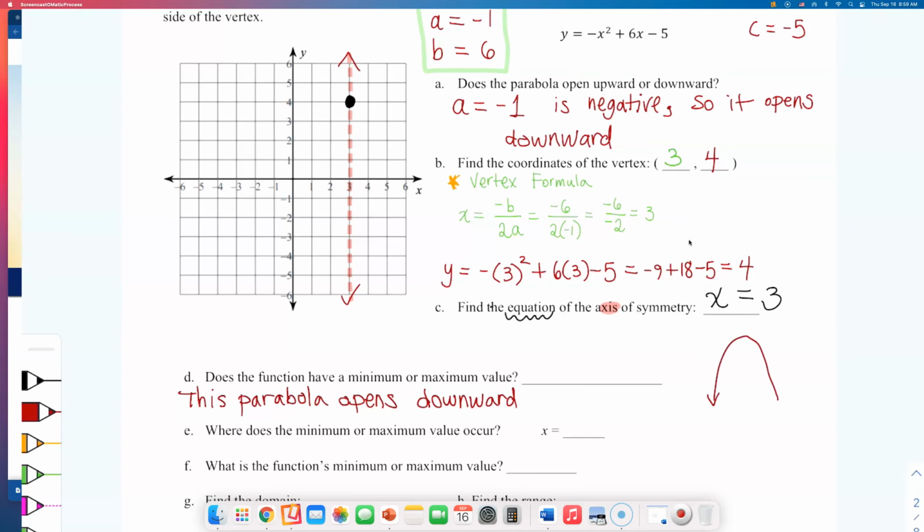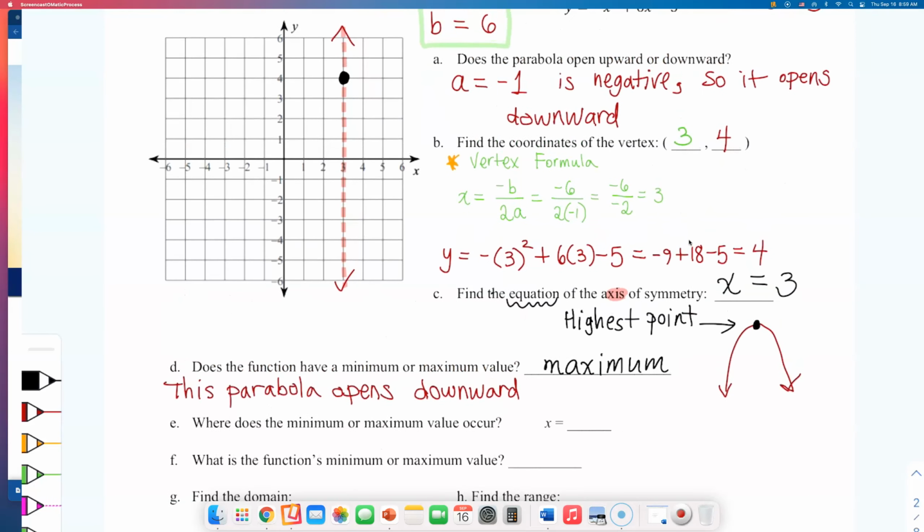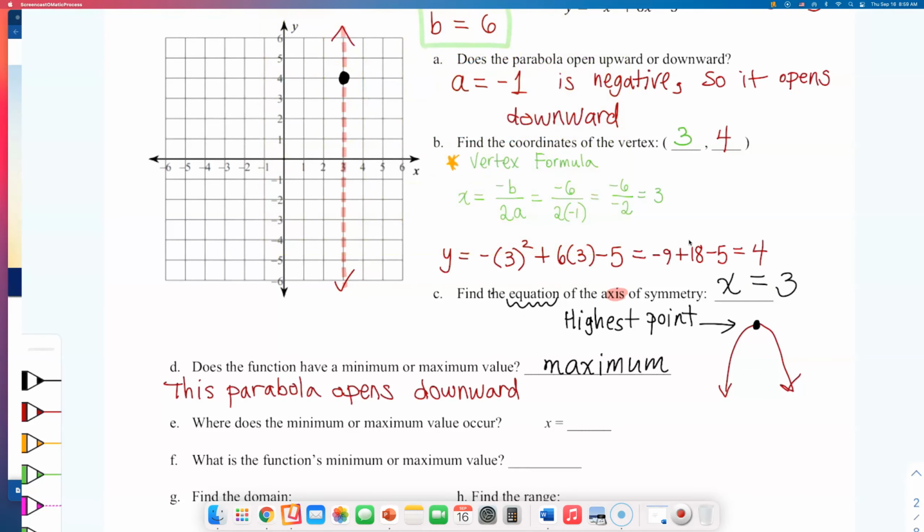Graph looks like this. If it's an upside down U shape, we have the highest point, right? Which means this parabola will have a maximum value. And that maximum, we're staring at it right here. That maximum is this point right there, okay? Vertex is a very special point in the parabola, okay? All right, where does that maximum value occur?